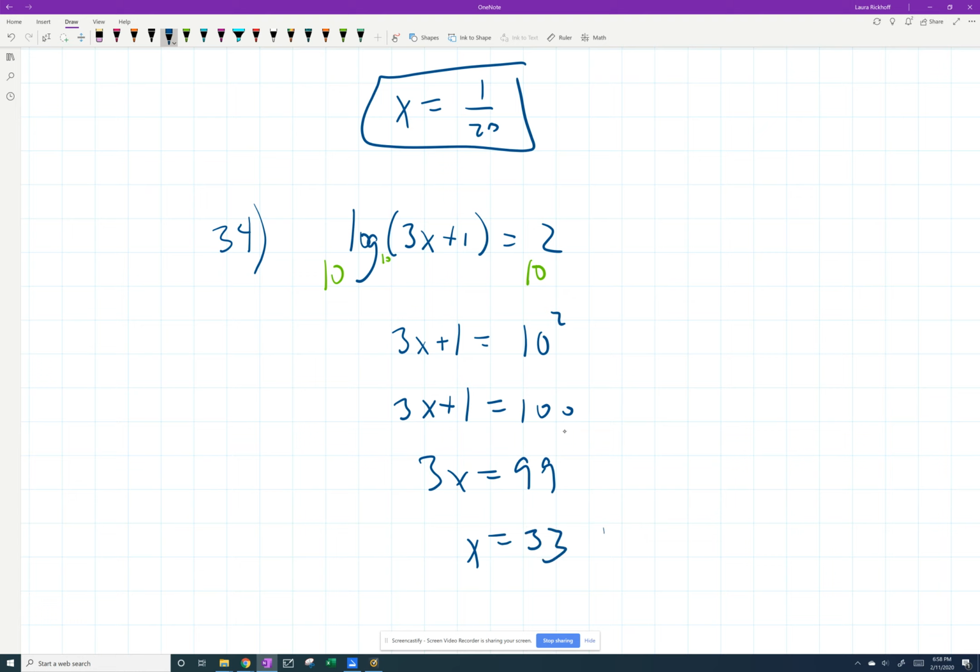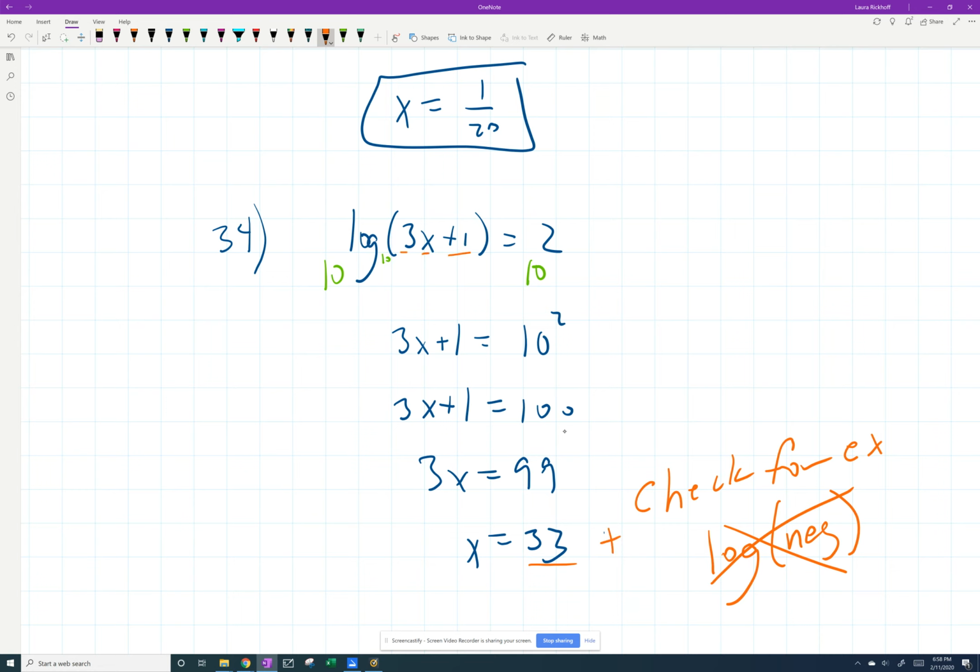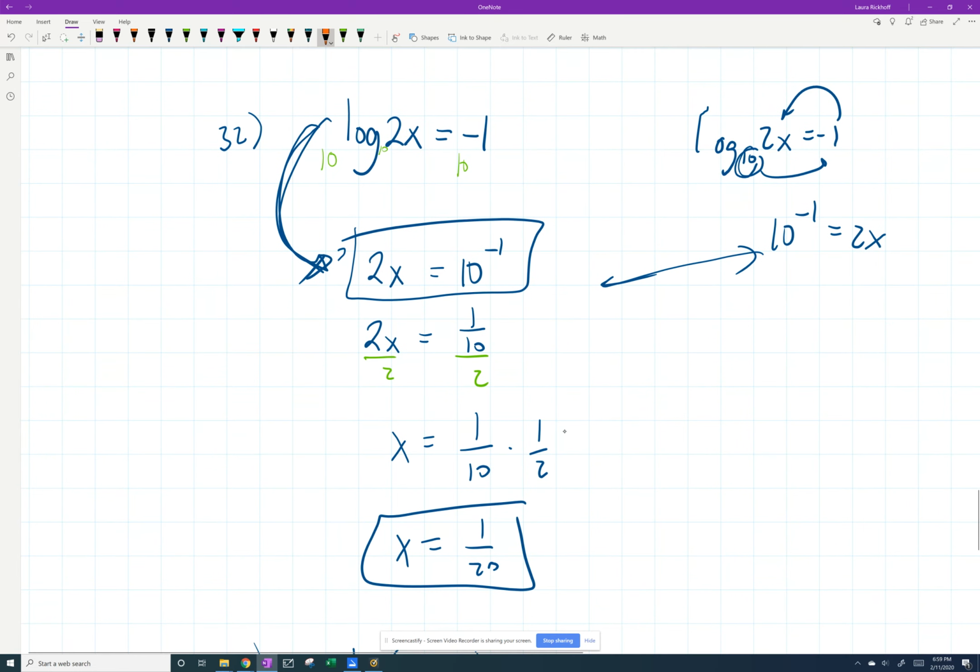Oh, before I put a big check mark for logs, you always need to check for extraneous answers. You can't take the log of a negative. This would be a no-no. So if I put a 33 in, I'd have 3 times 33 plus 1. That's positive. It's okay. So you don't need to do a full check. You just need to check that the inside is positive. And then I should have checked for the last one too. If I put a 1/20th in there, 2 times 1/20th is positive. Oh, fine, we're good.